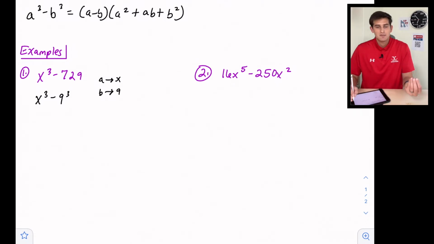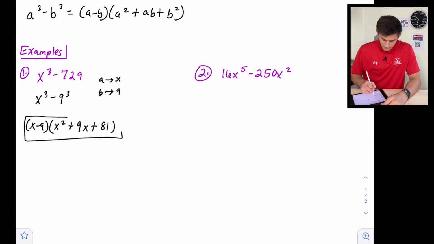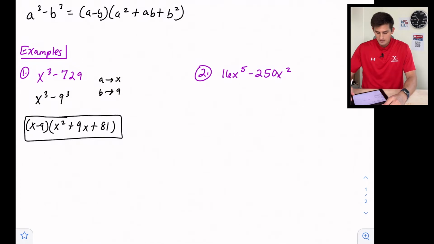And now we can just think back to our pattern and just plug in. Anytime we see a, we plug in an x. Anytime we see b, we plug in a 9. So we have a minus b, so that would be x minus 9. A squared, which would be x squared, plus a times b, so 9 times x would be 9x. And then plus b squared, 9 squared would be 81. Okay, so we have our final factorization for our first one. It would be x minus 9 times x squared plus 9x plus 81.